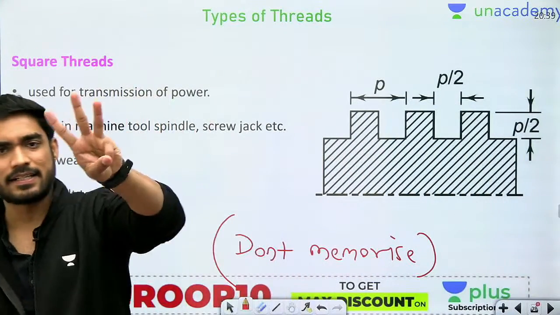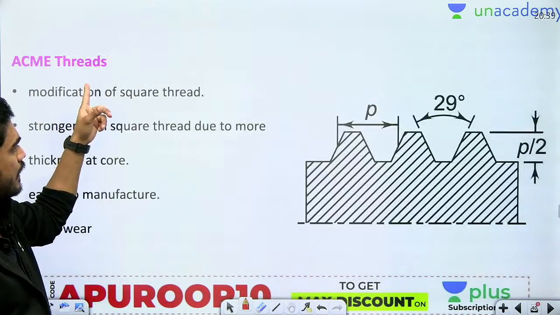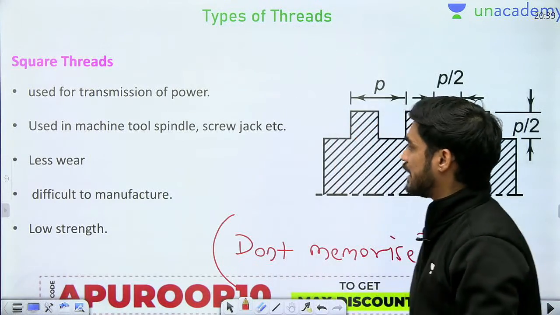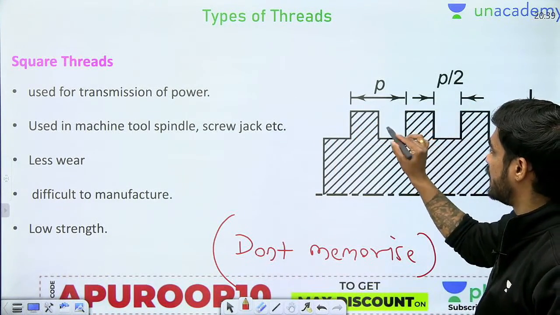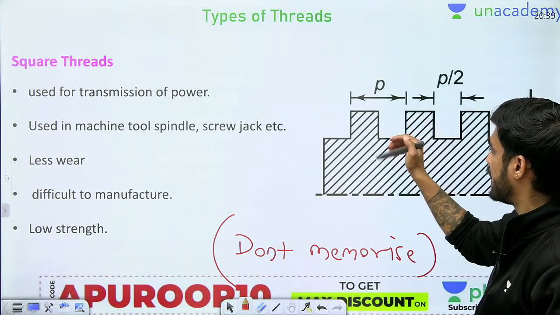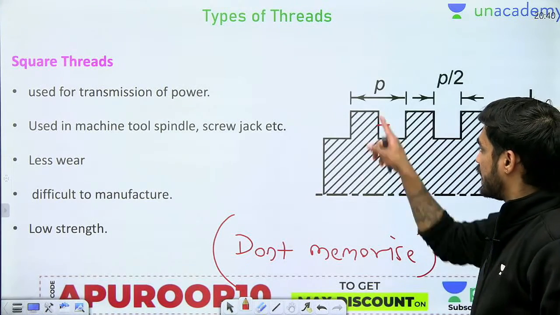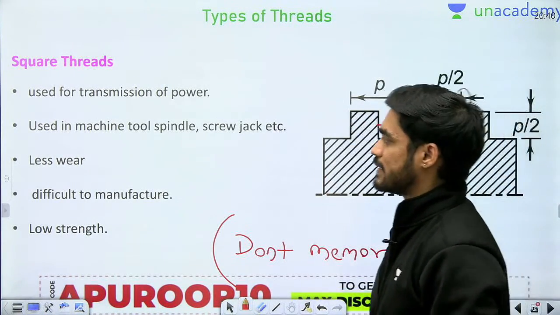Basically, I want you to understand three types of threads: square threads, acme threads, and buttress threads. तीनों में difference क्या है? In case of square threads, the thread angle is 90 degree. You can see the thread angle is 90 degree. यहाँ पे thread angle जो है ये कितना है? This angle is 90 degree. तो मेरे भाई यहाँ पे the shape of this thread is square. So that's why it is known as square thread.